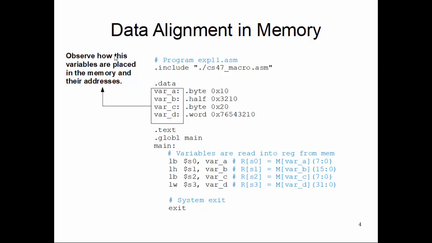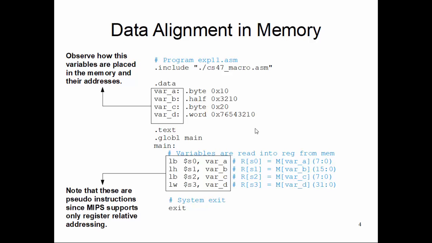So we want to do it through the experiment, and then these 4 instructions, load byte, half word, and so on. Note that these are pseudo instructions since MIPS supports only register relative addressing. In the previous lecture, we also observed in one of the experiments that we can do load byte, half word, etc., and refer to a label in the data section, or any label as such.